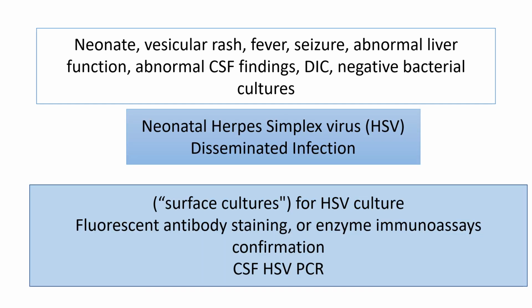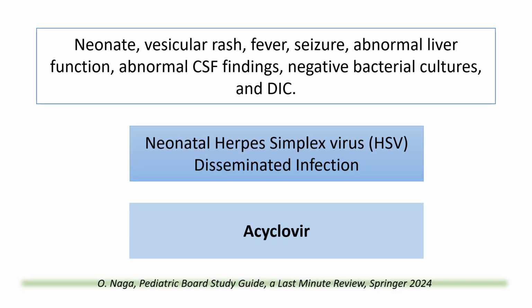Diagnose neonatal herpes simplex virus infection by culturing all the lesions for herpes simplex virus and confirming the diagnosis with fluorescent antibody staining or enzyme immunoassays, and for CSF, herpes simplex virus PCR. If neonatal herpes simplex virus infection is suspected in any neonate, IV acyclovir must be started immediately without waiting for lab results.